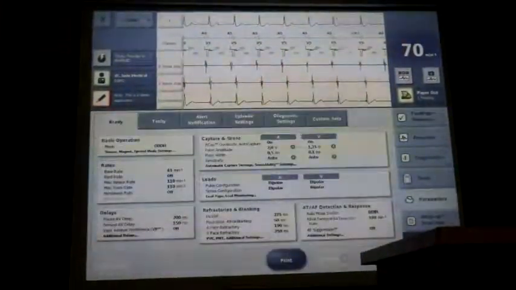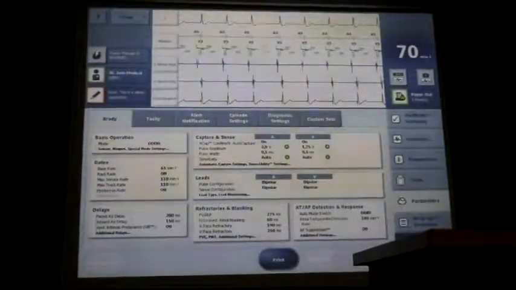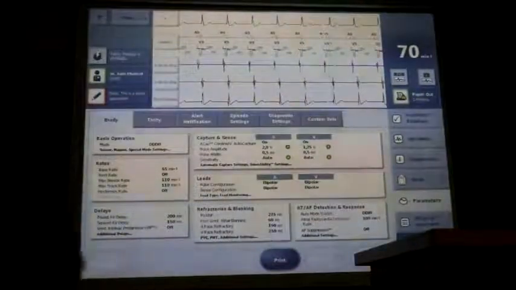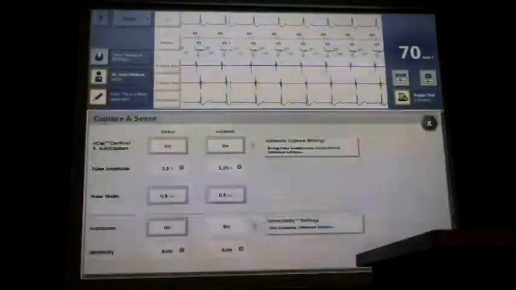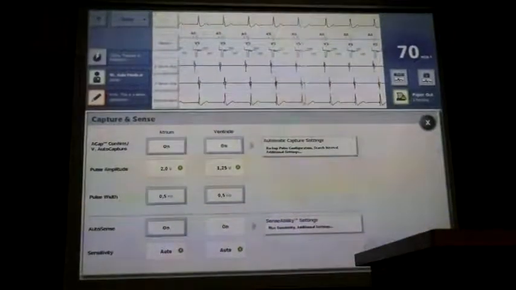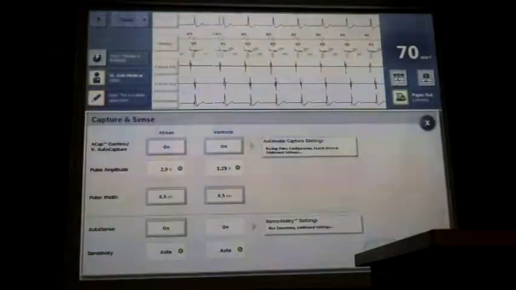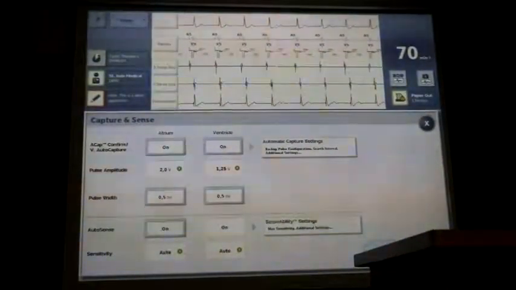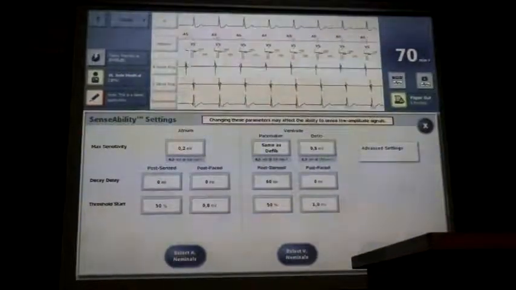So let's go to parameters. Number one, what do you think? It's part of sensing, right? There's something that says capture and sense, so it would make sense to go in there, right? Sorry, that was not meant to be a gag. And then down the bottom here we have sensibility. The marketing name for it is sensibility. We can click onto that, and then we have all the programmability options here.